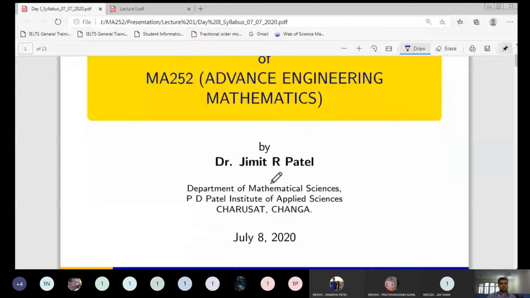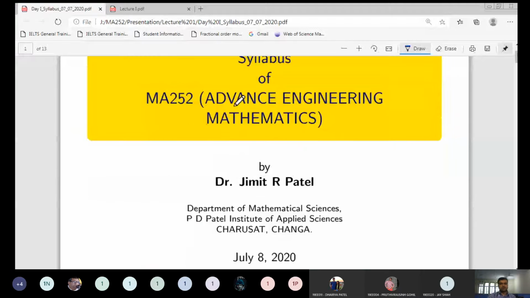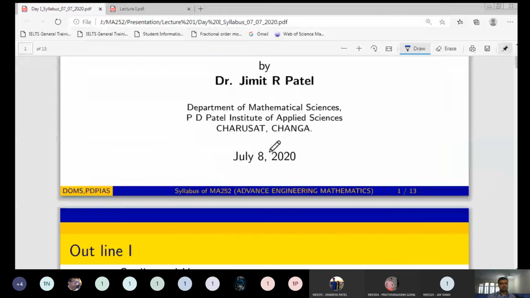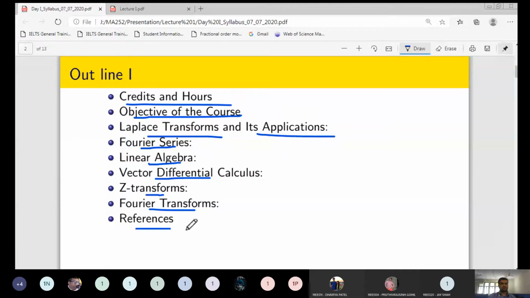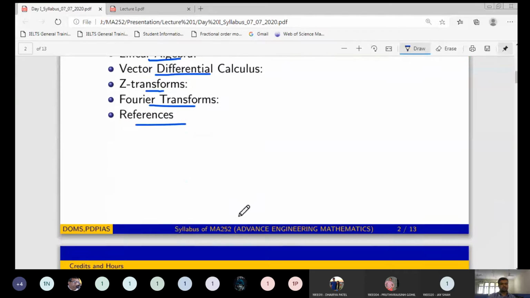So you know about MA 252 Advanced Engineering Mathematics. This is the outline of today's presentation. First, you should know about the credits and hours of our course. Then the objective of our course. The first unit is Laplace transform and its application. The second unit is Fourier series. The third unit is linear algebra. The fourth unit is vector differential calculus. The fifth unit is Z transform. And the sixth unit is Fourier transform. And I will explain which reference books are for you.